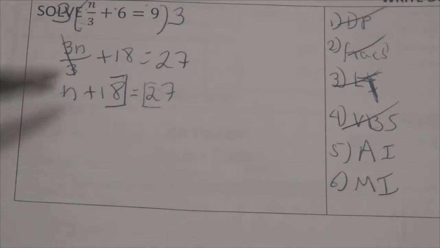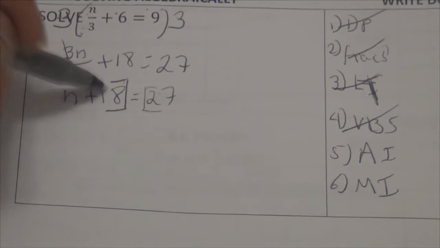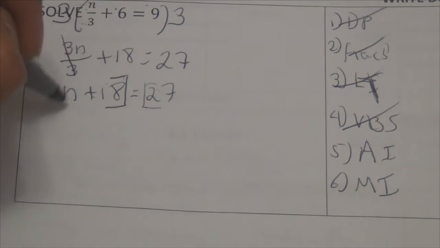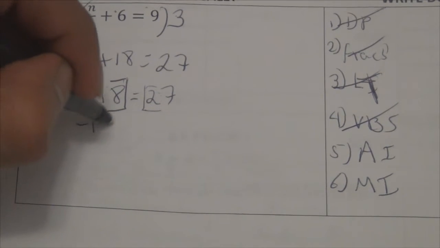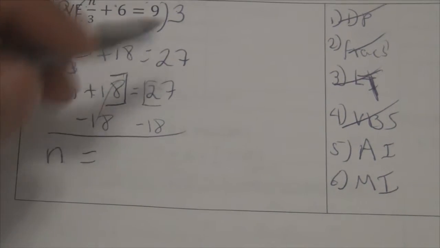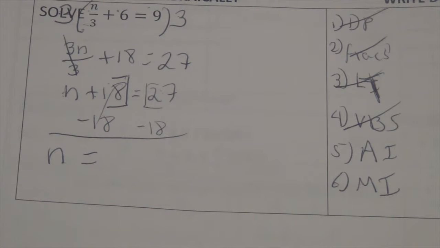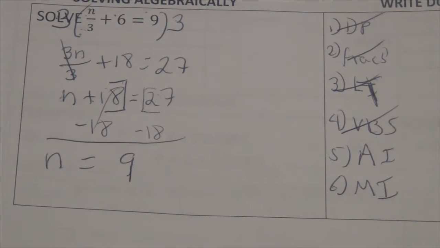Then additive inverse: is there a number being added to the letter? Yes. Look, positive 18. So positive 18, that means that I'm going to use the additive inverse. What is the additive inverse? Okay, this cancels out, and 27 minus 18, I have no idea. Wait, hold on a second. 27 minus 18, I know what it is. That's 9. So my friends, your answer is 9.